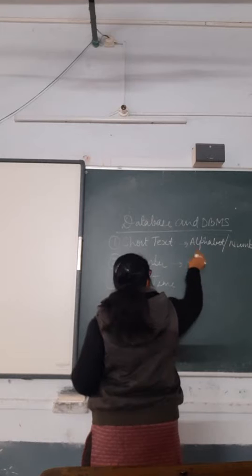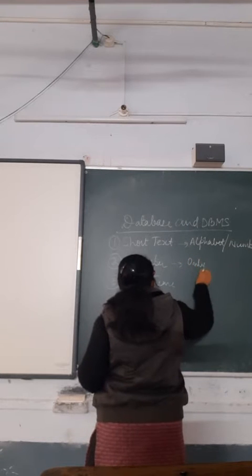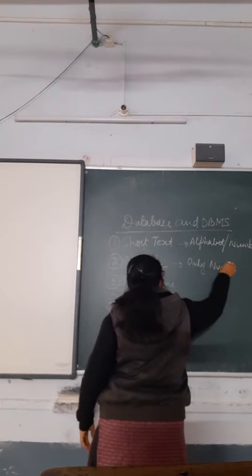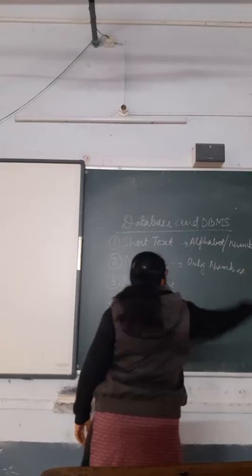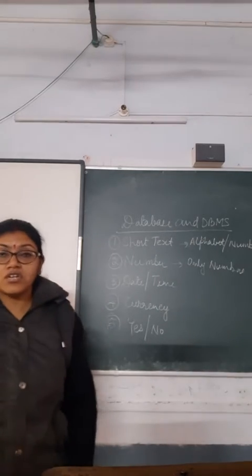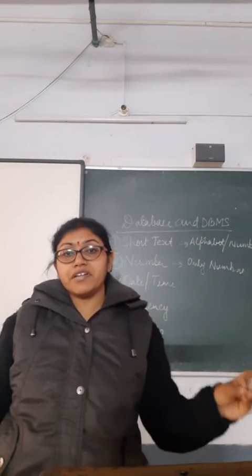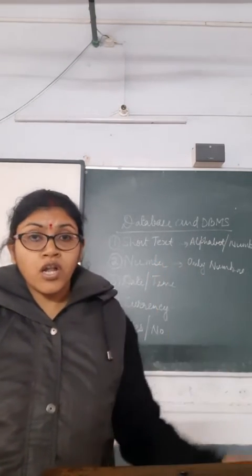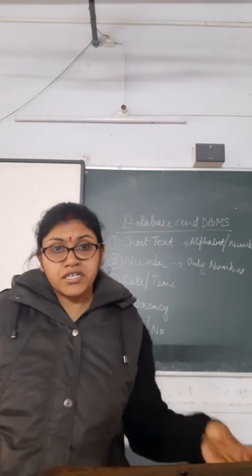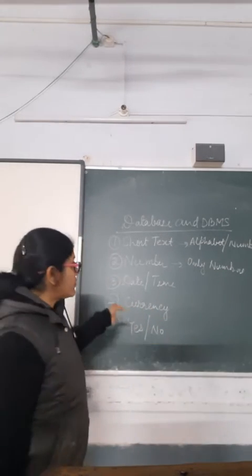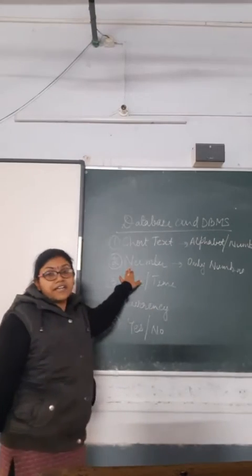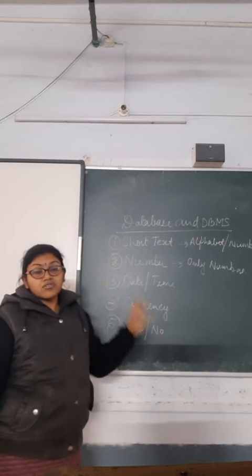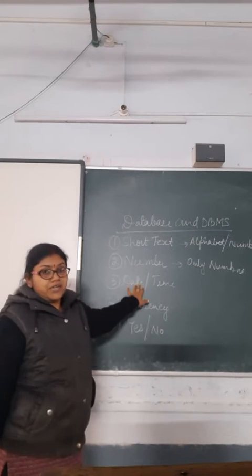Next is number. Here only numbers can be used, where you can give the roll number or the age like this. Only where we are using the numbers, we use the number data type.